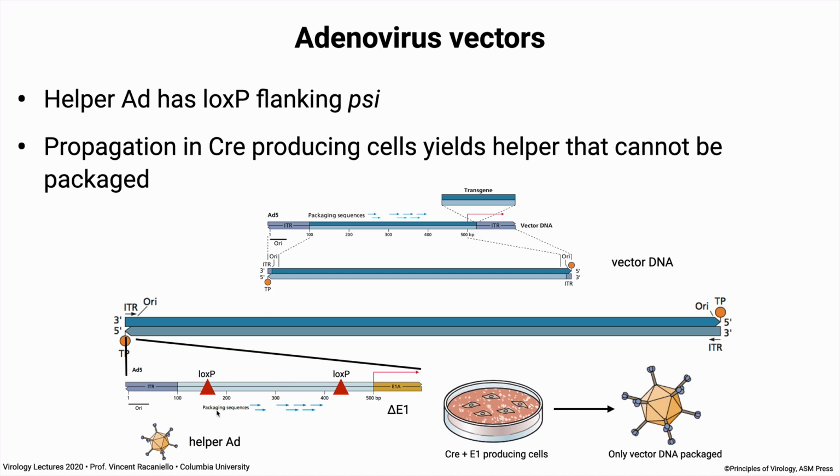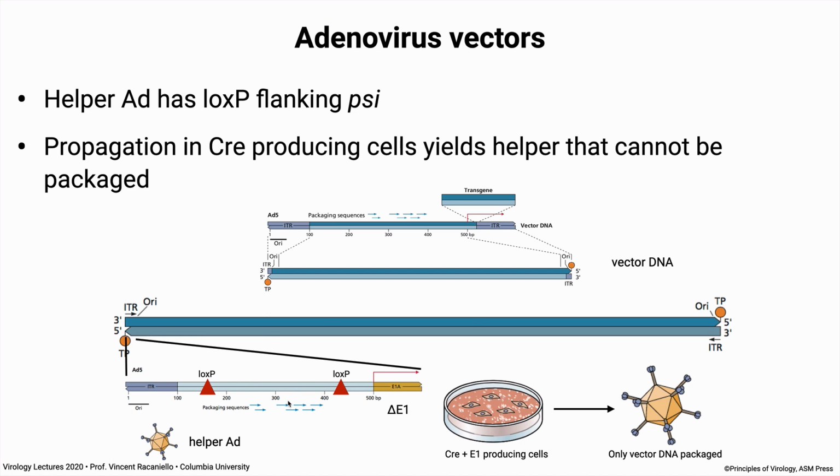And then the helper, okay, so the helper is deleted for E1. The helper also has LOX-P sites flanking the packaging sequences. What are LOX-P sites? These are substrates for a nuclease called CRE. And when CRE sees these LOX-P sites, it will cut them and remove the packaging sequences. And so what you do is you infect with a helper adenovirus with this genome configuration, delta E1, LOX-P, in cells that make both CRE and E1. So E1 allows this to reproduce.